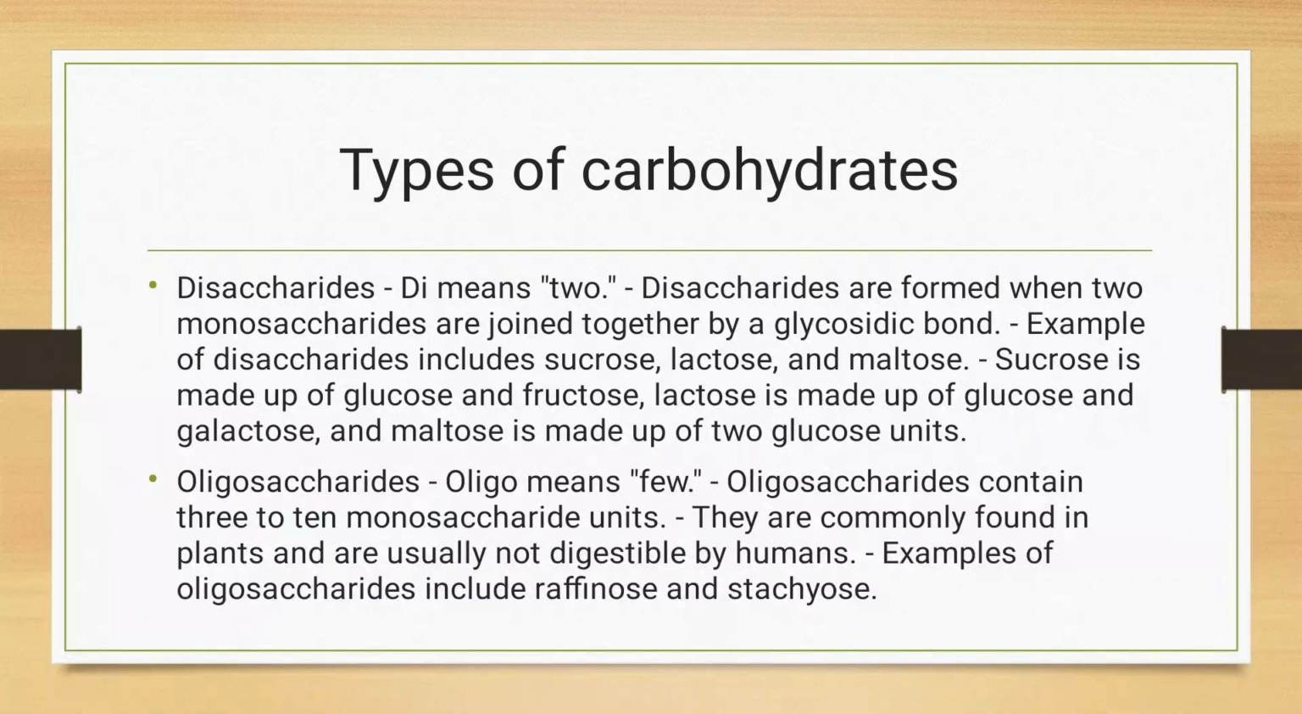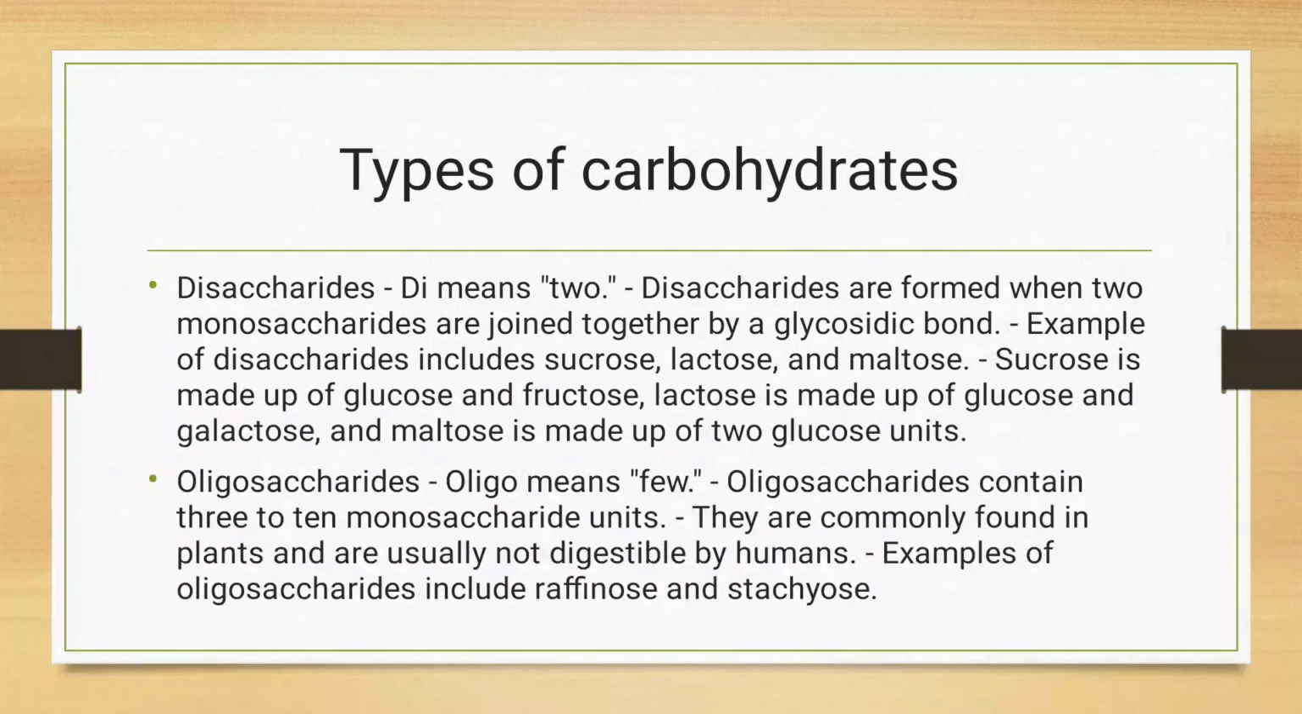Disaccharide means two monosaccharides. Examples: sucrose means glucose plus fructose. Lactose means glucose plus galactose. Maltose means glucose plus glucose. Then oligosaccharides. Oligo means few, so it will contain 3 to 10 monosaccharide units.